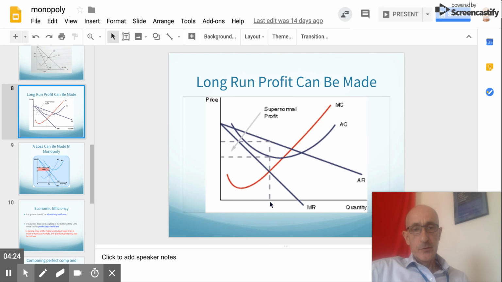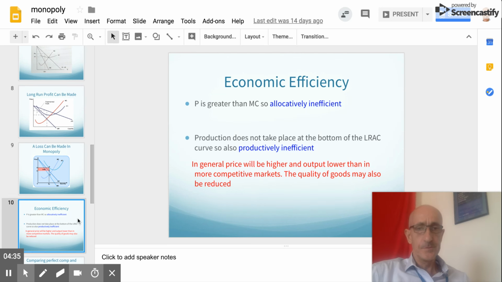From the point of view of the producer, it doesn't care either way. The producer's maximizing profits. So for them, knowledge that there is allocative inefficiency is irrelevant.